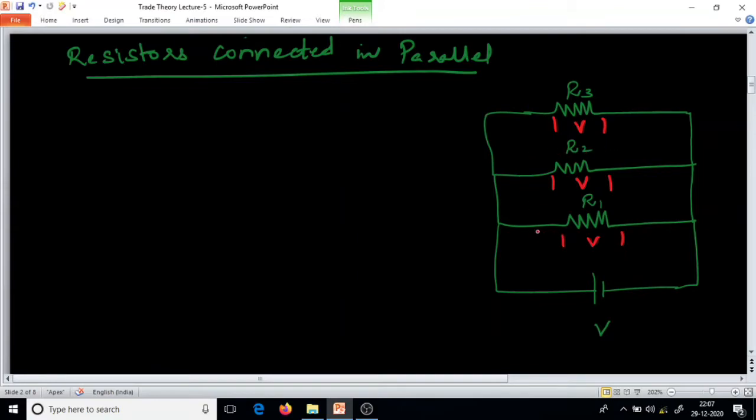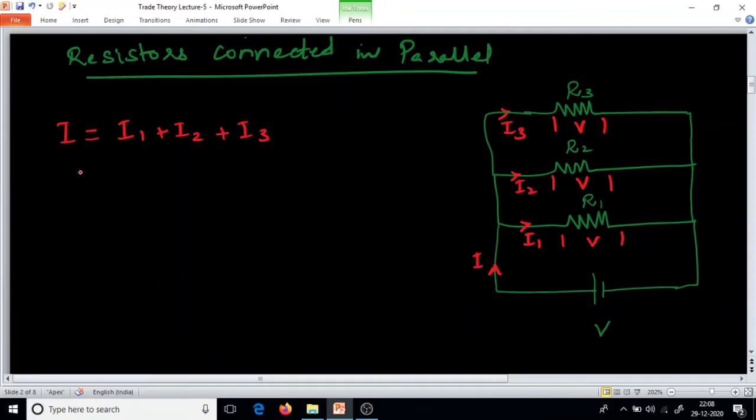Now, what is the current flowing through this? If current I is flowing here, then I1 flows here, I2 current flows here, and I3 current flows here. Now the currents are different. All these currents are different. So what is the total current I? We can write I equals I1 plus I2 plus I3. The sum of these three currents will give the total current I.